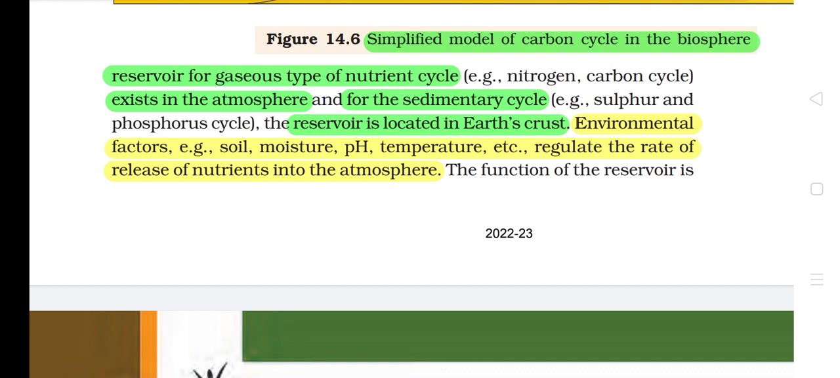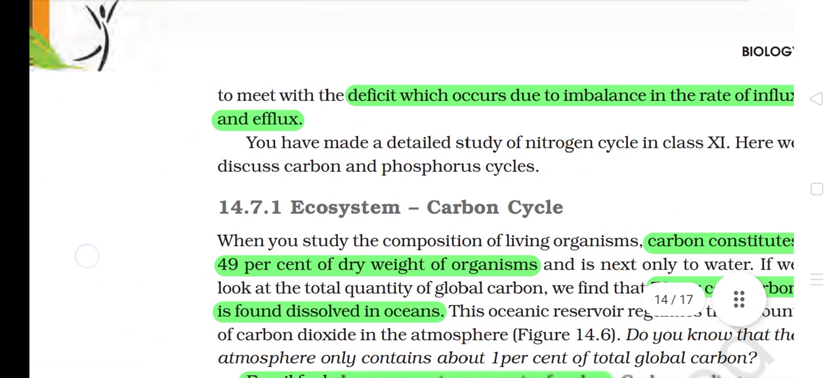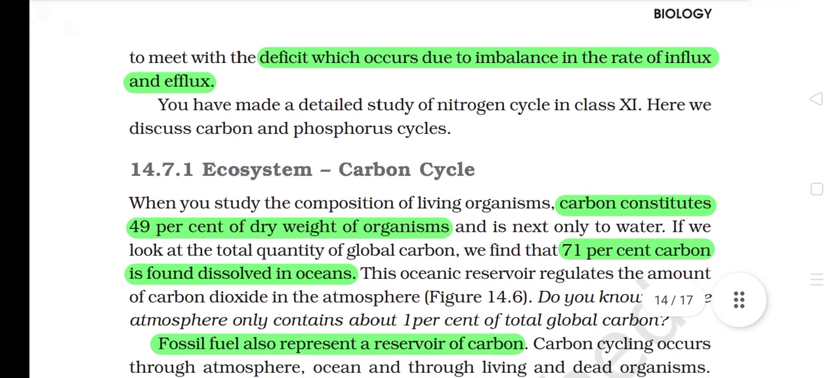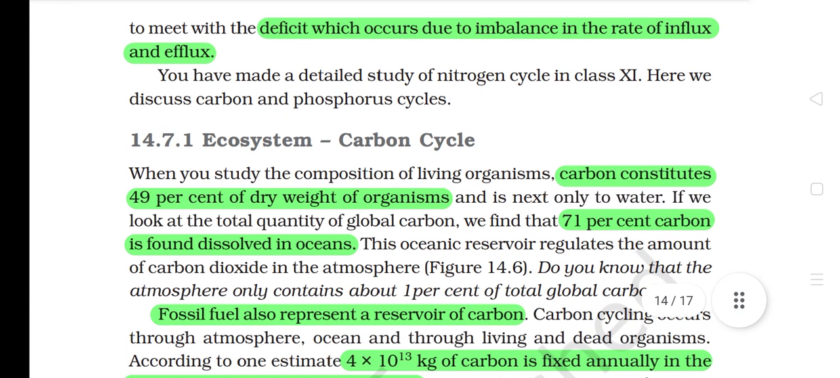Environmental factors, for example soil moisture, pH, temperature, etc., regulate the rate of release of nutrients into the atmosphere. The function of the reservoir is to meet the deficit which occurs due to imbalance in the rate of influx and efflux. You have made a detailed study of nitrogen cycle in class 11. Here we discuss carbon and phosphorus cycles.